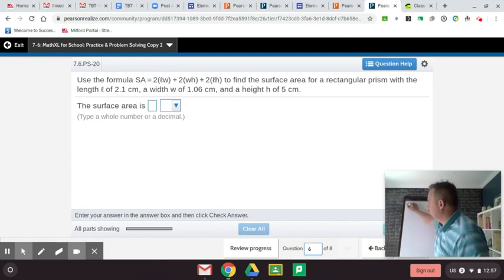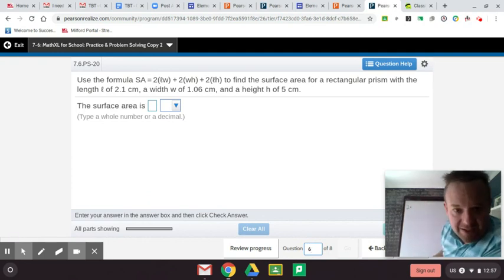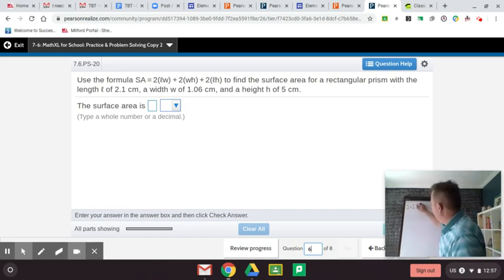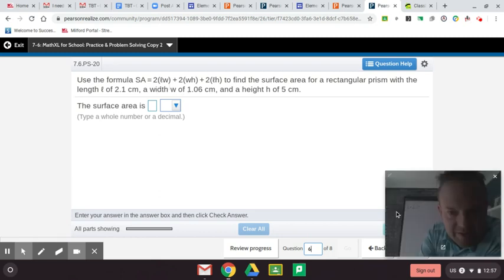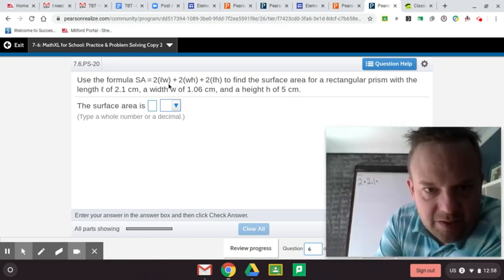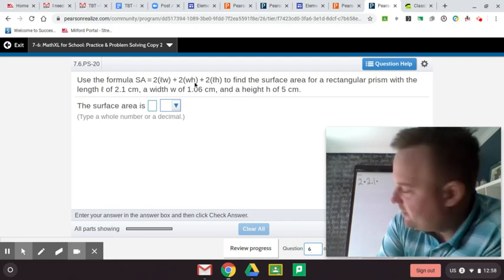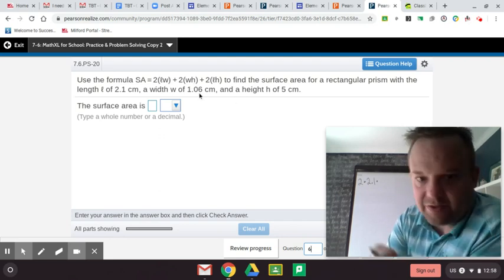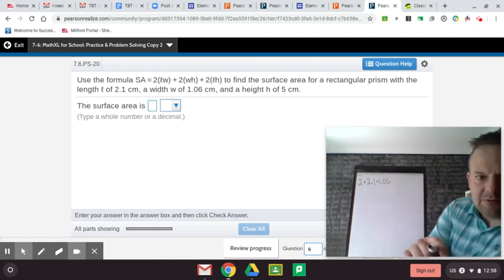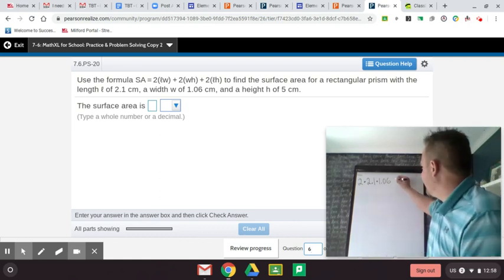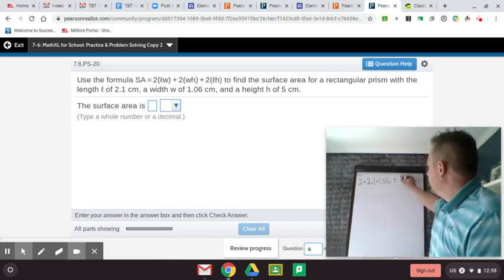So we have 2 times the length, which is 2.1, times the width. So 2 times the length times the width. The width is, I'll make this larger so you can see what I'm writing, 1.06. And now 2 times the width times the height. So plus 2 times the width.